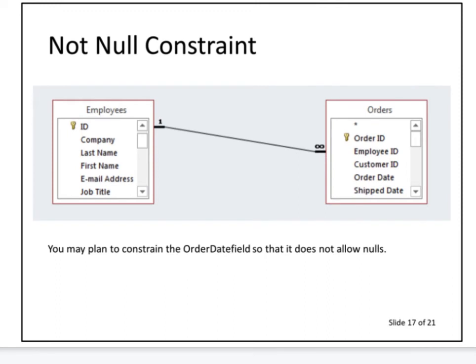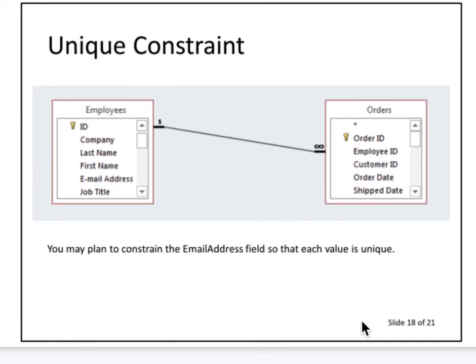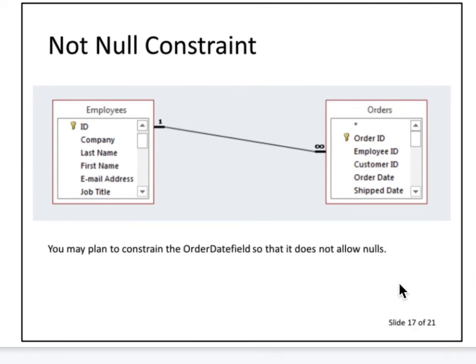The not null constraint ensures that a field has to have a value. Primary keys should all be not null. In this example, we also see that the order date field is not null, so it has to have a value. This makes sense. If an order is placed, it must have been placed on some date.